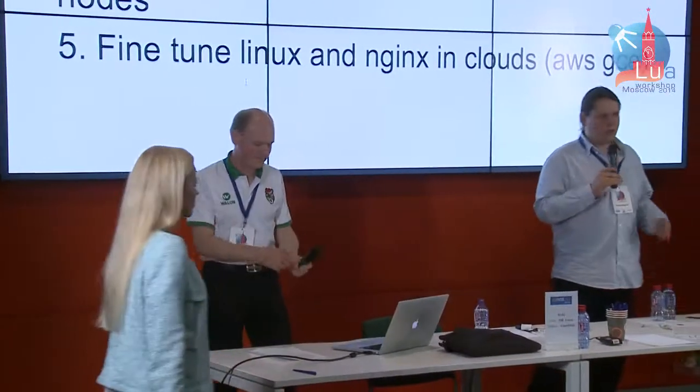More questions? No, I have no questions, but a comment. Nginx version 1.7.2 already has consistent hashing, including the Ketama algorithm. Well, thank you. Okay, thank you very much.